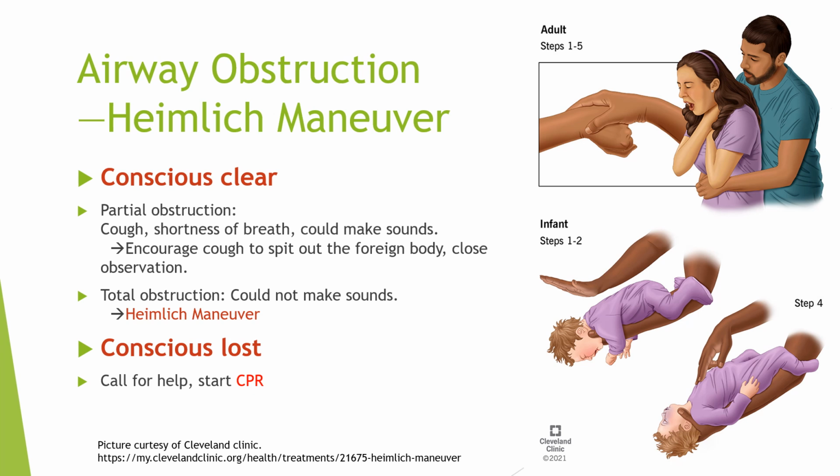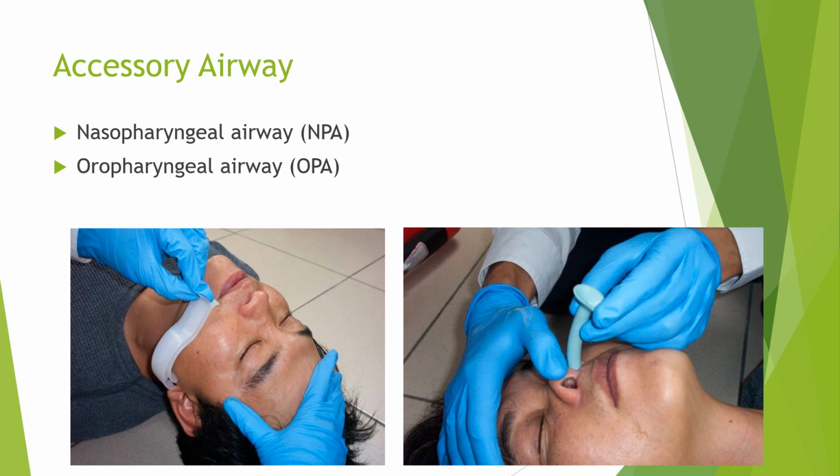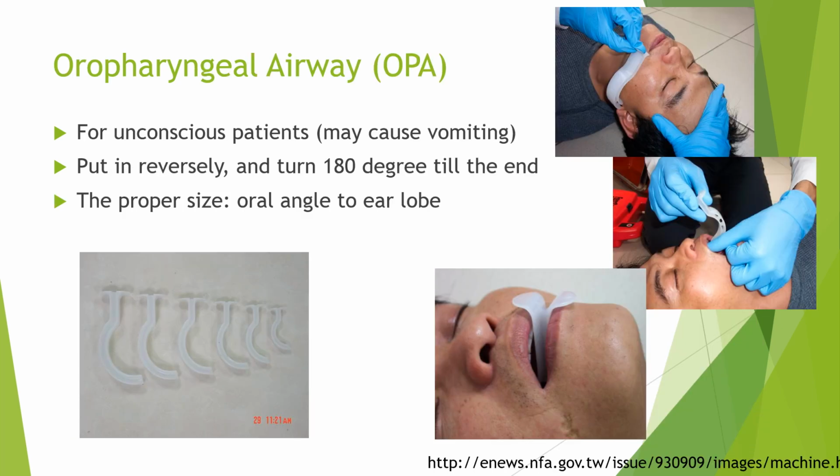Use one hand as a fist, one hand on the back of the fist, put it under the xiphoid process, and push upward and backward until the patient coughs out the foreign body or loses consciousness. Okay, so if the airway patency is still a problem, then we will consider using an accessory airway. We have two choices. Firstly, the nasopharyngeal airway. Secondly, the oropharyngeal airway.